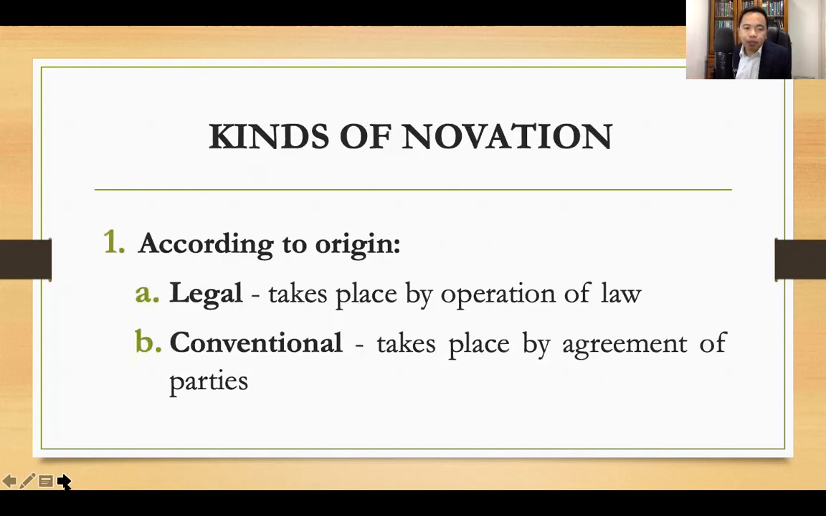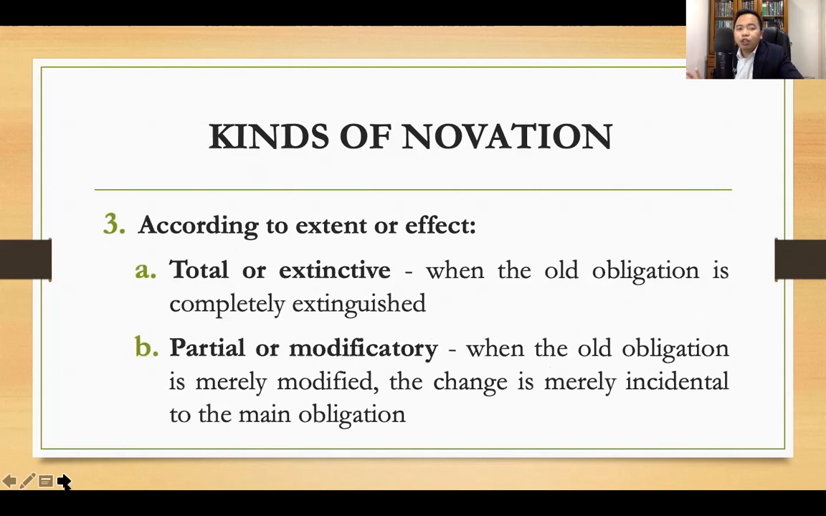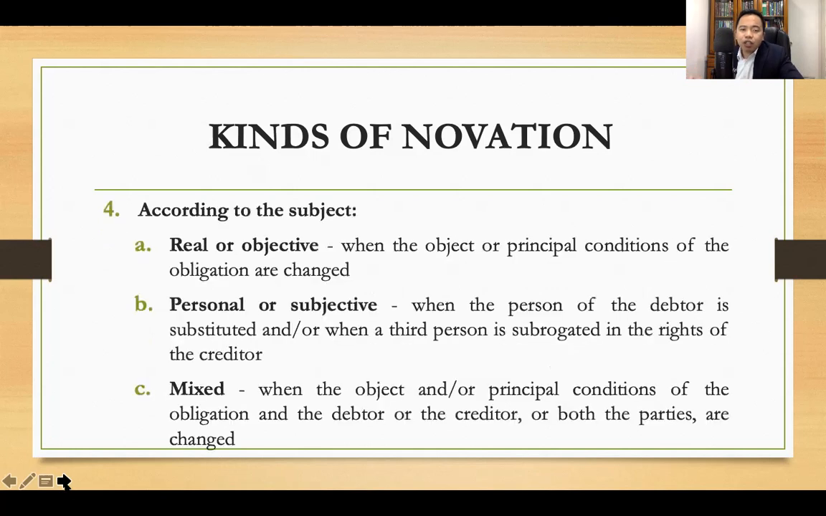Okay. Can be legal or conventional. Legal novation takes place by operation of law. Conventional novation takes place by agreement of the parties, expressed, implied, total, partial, or modificatory. It can be real or objective, personal or subjective, or mixed.